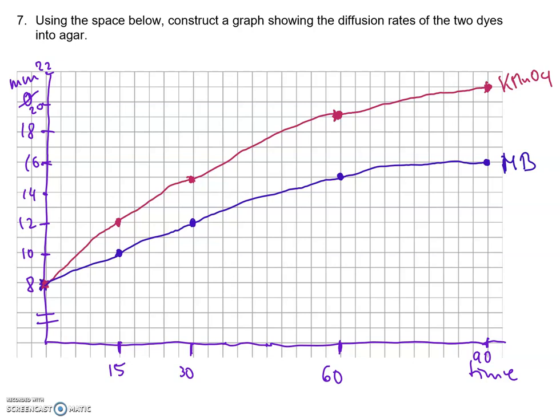And you can also see that both dyes will level off, so the rate will decrease after a certain amount of time, just because the diffusion distance is getting bigger, and the concentration gradient sort of slows down too as you reach a certain distance. But anyway, so that's a pretty typical kind of diffusion graph.